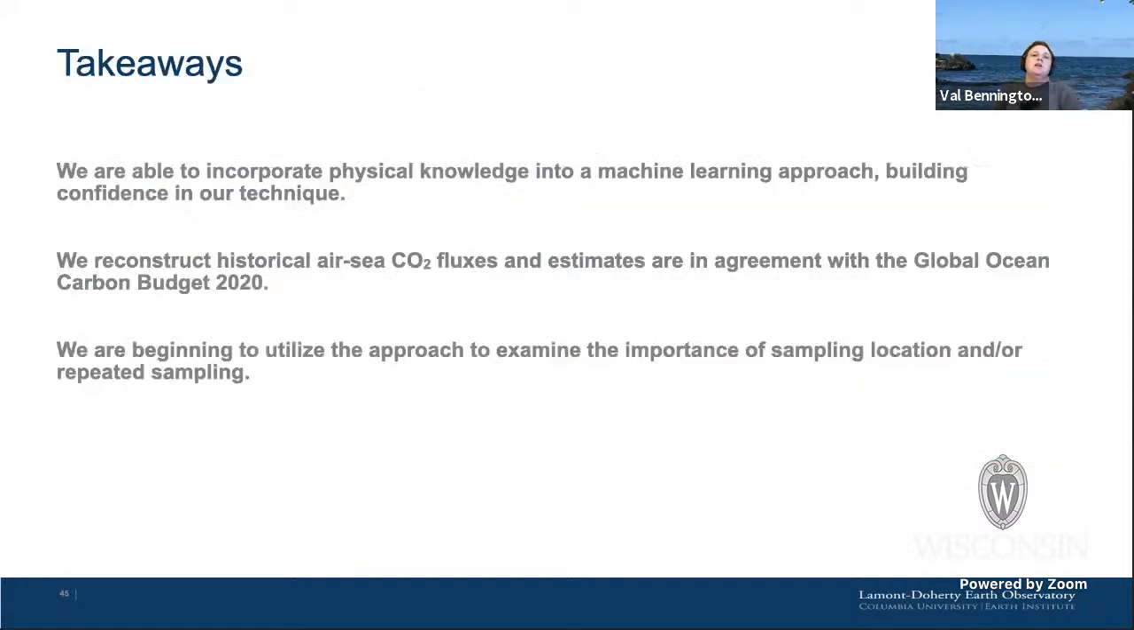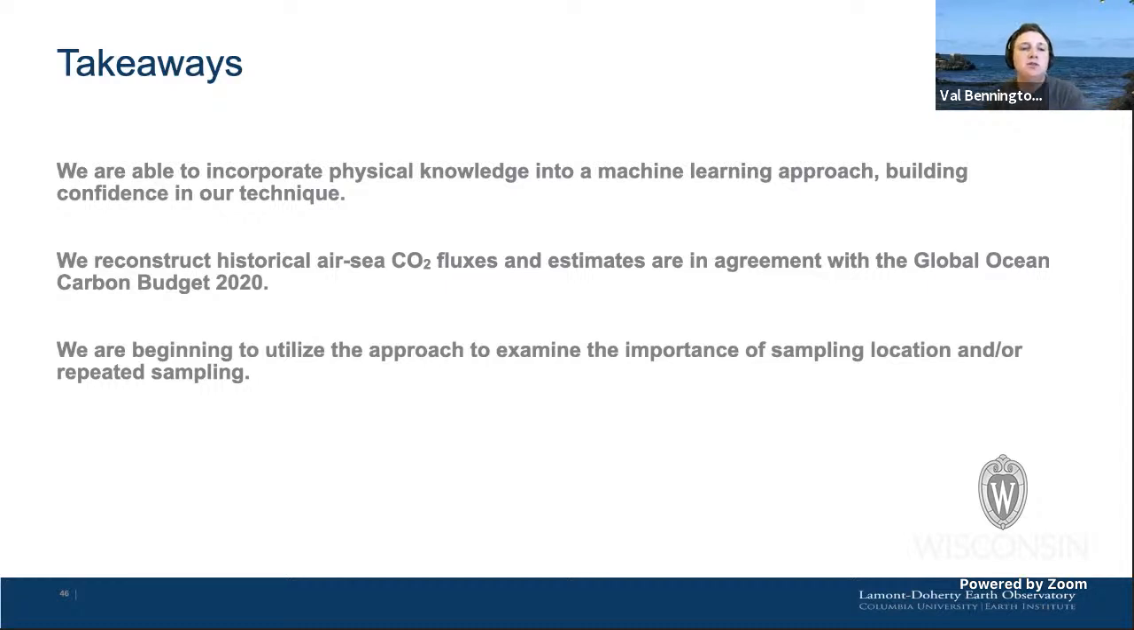And so some of the key takeaways I want you to have from this is that we are able to incorporate some physical knowledge into a machine learning based approach. So an approach typically thought of as a black box. In this case, we are looking at giving it some of our knowledge, but then also some things I haven't focused on in this talk is looking at the interpretability of that model that is built.